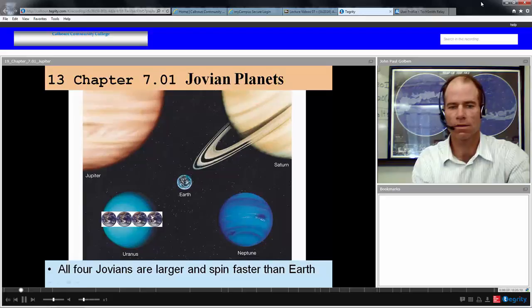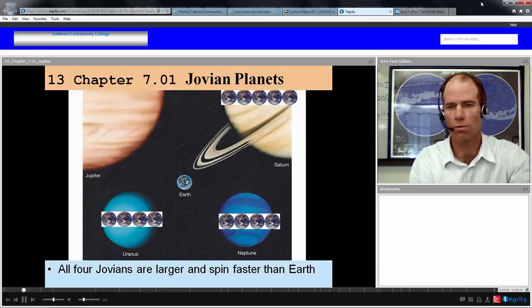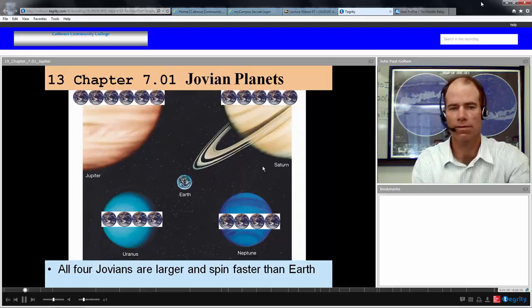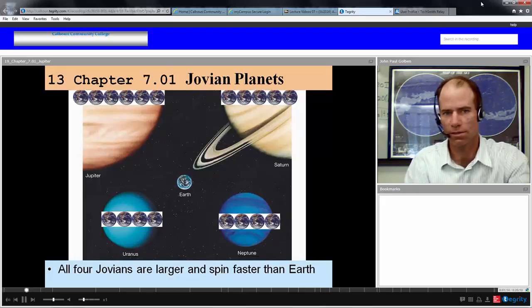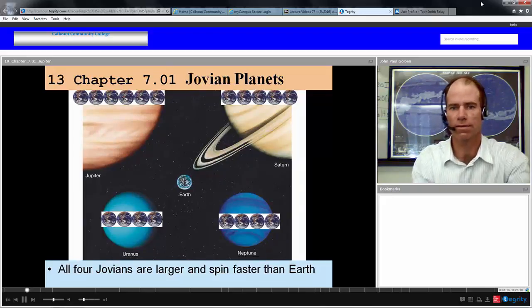Uranus is about 4 Earths in diameter, so is Neptune. Saturn is almost 10 Earths in diameter, so its radius is about 5. And Jupiter is about 11 Earths in diameter, so radius is about 5.5.